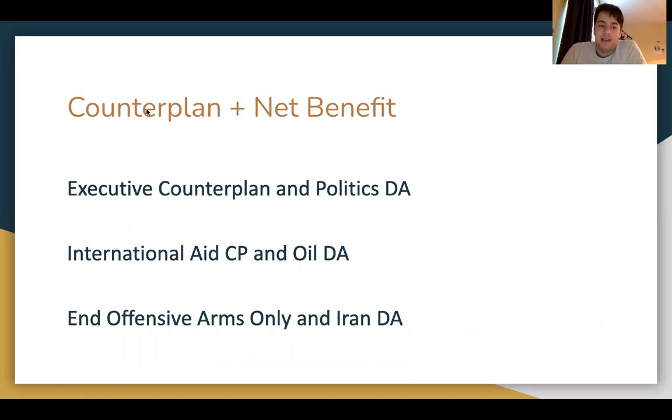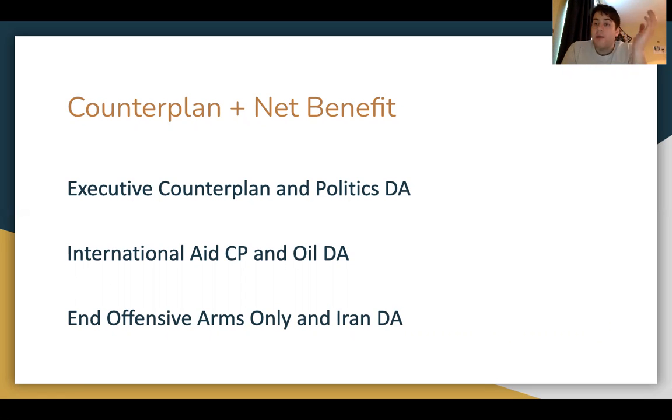Counterplan plus net benefit is pretty similar. You need a little bit more expertise on exactly how counterplans work, but it can be incredibly powerful, almost abusively powerful. So let's say you had an executive counterplan and a politics disad. That would be saying, rather than Congress ending arms sales to Saudi Arabia, the president is going to sign an order suspending them, right? They're the commander in chief. They can do that.